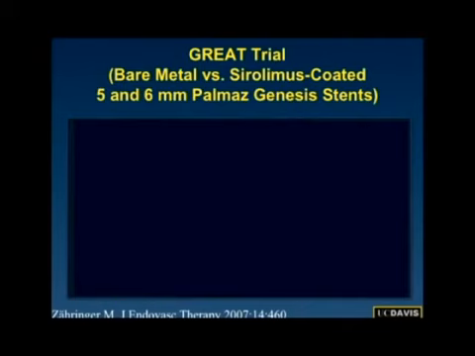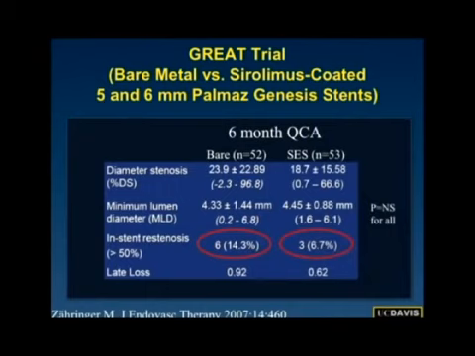So moving on to the renal arteries, there's really only one randomized trial so far published that looks at the potential benefit of a drug-eluting stent in renal arteries. So this was bare metal stenting versus sirolimus-coated stenting in 5 and 6 millimeter Palmaz Genesis stents. And the primary endpoint, which was a 6-month quantitative vessel analysis, was non-significant for all variables shown. And I would point out that the in-stent restenosis rate for a bare metal stent was quite low at 14%, lower in sirolimus at 6.7, but essentially not significant.